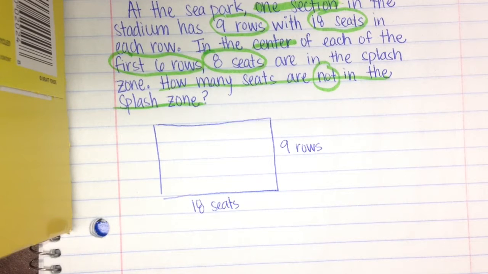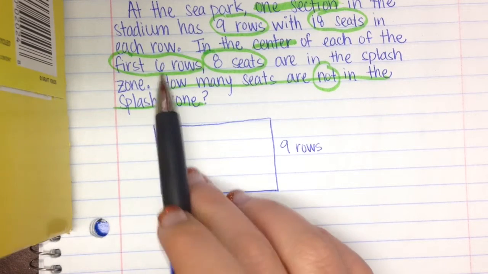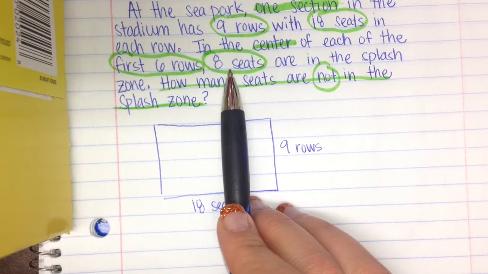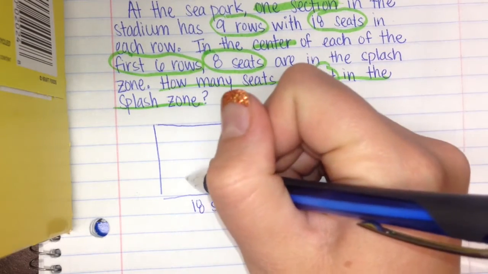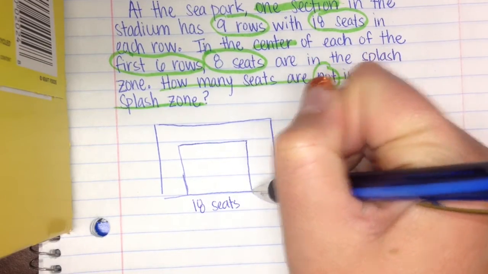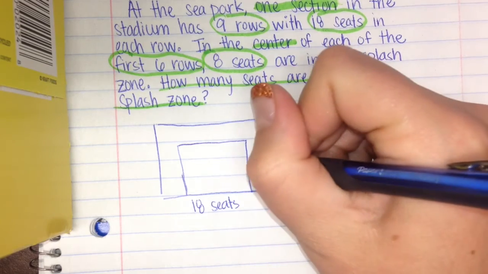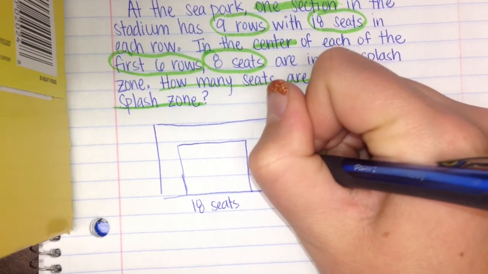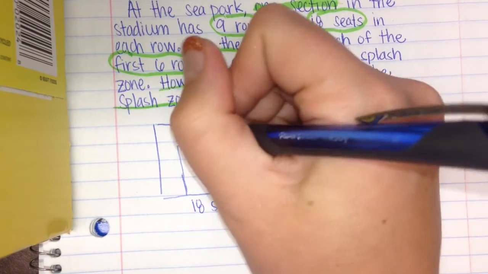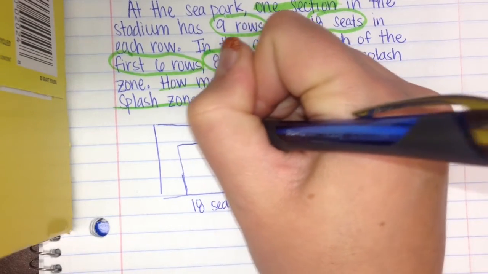Now I need to find the splash zone. It told me up here that it was in the first 6 rows, and there were 8 seats in each of those rows. So maybe let's just draw it like this. And I'm going to say that there are 6 rows back because that's what the problem told me, and that there are 8 seats across in the splash zone. So I'm going to write 8 seats.